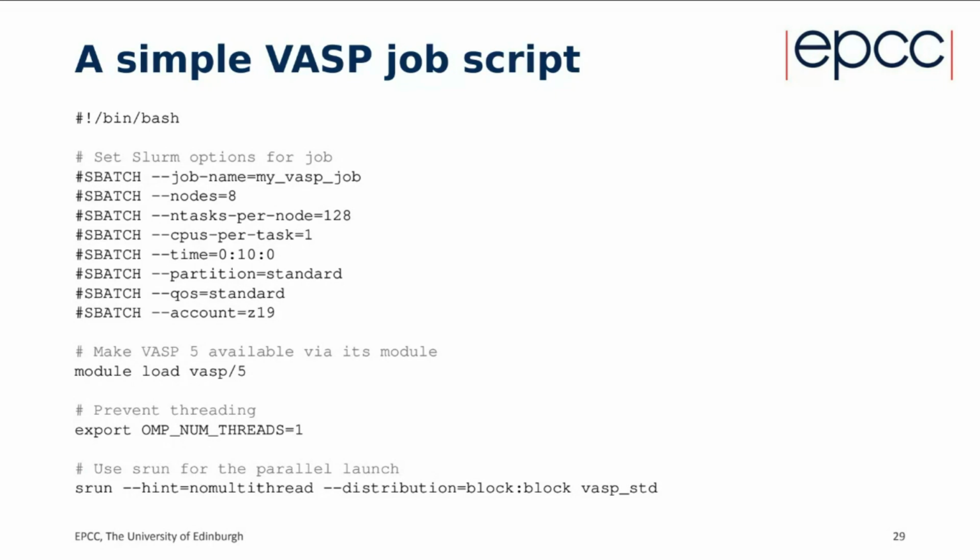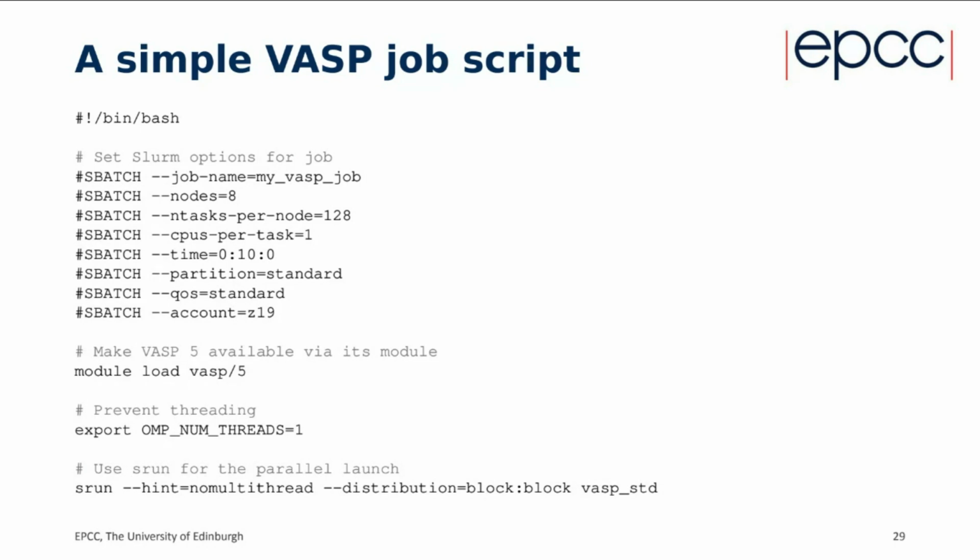So first of all, job name, kind of self-explanatory. Then you can see nodes equals 8 means we want 8 nodes. We want to run 128 MPI tasks on each of those 8 nodes. So that's quite a lot overall. We want to allocate 1 CPU core to each task. We want our job to run for a maximum of 10 minutes. Partition and QoS, I'll talk about on the next slide. And account equals Z19 is what says that, for me, if I were to run this job, it should be charged to the Z19 account.